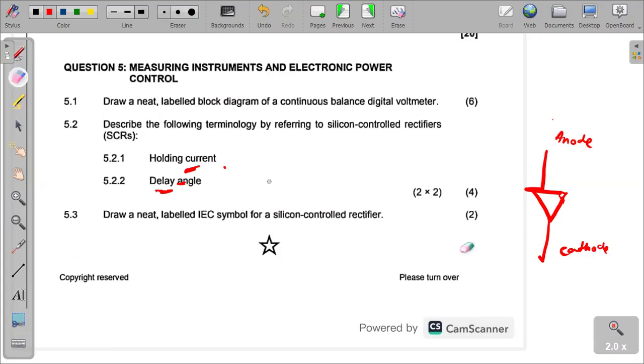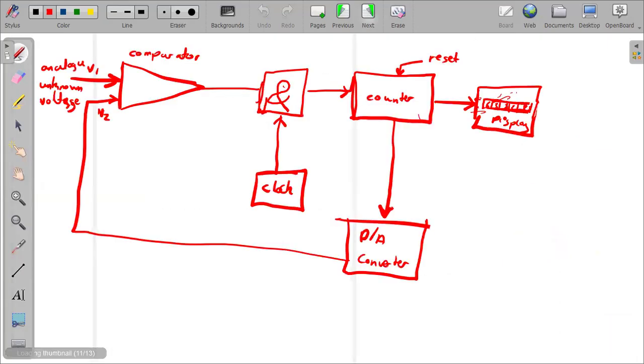So I will try to just make this a little bit straight. So we have this, and then there is the gate. So it's almost like a diode, but then there is a gate here. There's the gate pulse. There is the gate where the gate pulse is fired from. There we are with its three terminals. So that's the IEC symbol for the SCR. Let's quickly go to the next question.